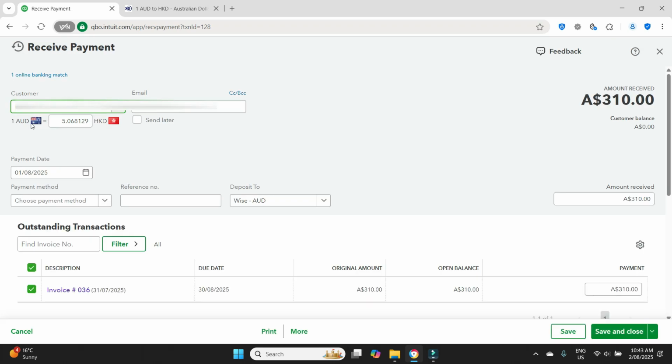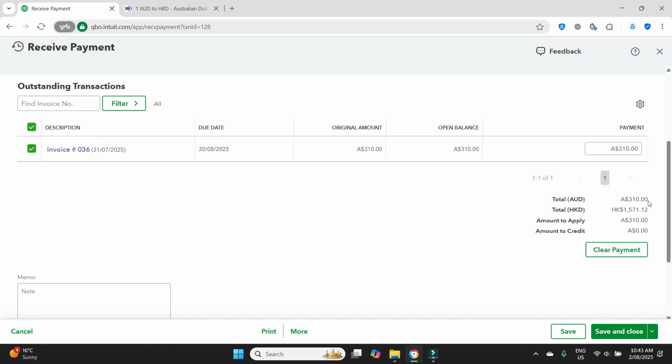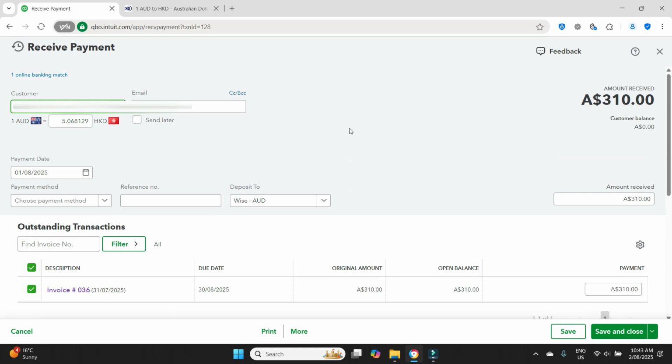we can see here the exchange rate has actually gone in correctly at 5.06. So this is what is supposed to happen. Maybe they have fixed the issue. They did tell me they were working on it, and that's great, that's what we want. You look down here, there's Australian dollars 310, equivalent to 1571 Hong Kong dollars. That's exactly what you want to see. I'll show you what was happening previously.